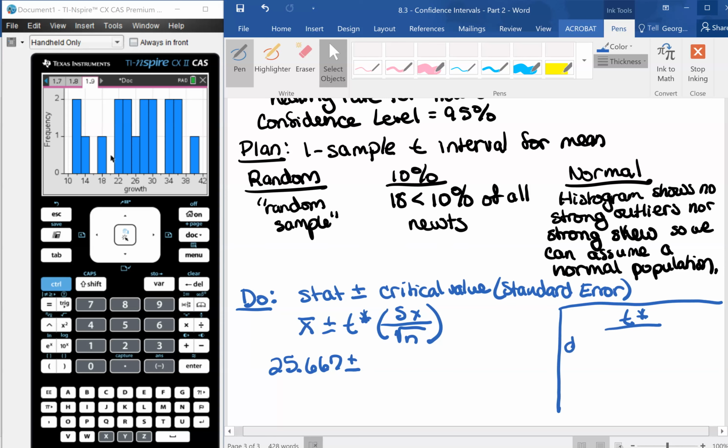Alright, now we got to go do a little work over here to find our t star. So we need our degrees of freedom, and that's our sample size minus 1. So 18 minus 1 gives us 17. For our tail probability, it's 1 minus our confidence level, which was 95%, and then divide that by 2. So that's 0.05. 0.05 divided by 2 would be 0.025. So we're going to use those two numbers and go check the chart to find our t star.